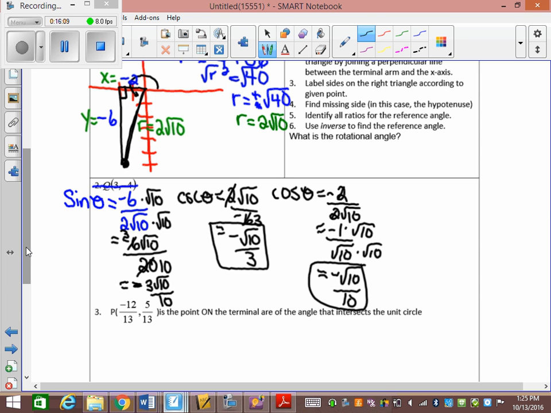Tan is y over x. Y is negative 6, x is negative 2. So it's going to be 3. And cotan is going to be x over y, which is negative 2 over negative 6, which is a third. Those are your 3 trig ratios. Those 3, and then there's these 3. Oh, I didn't box this one. So your 6 trig ratios, your 3 normal and 3 reciprocal.